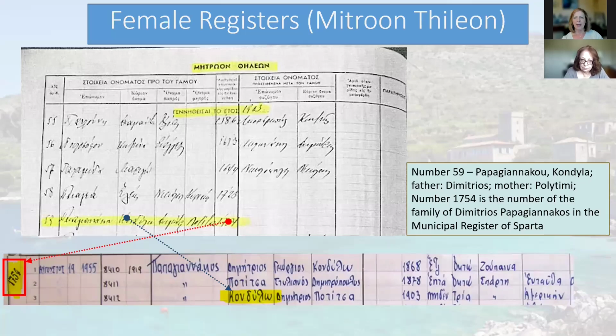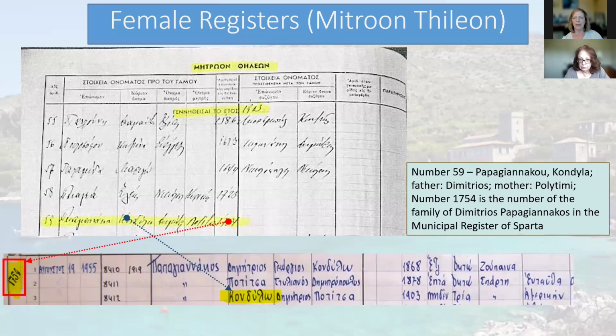Well, so much for men. What about women? Some municipalities have female registers known as mitroon thileon, but they are rare and difficult to find. They may be held by the Greek archive, GAK, or the municipal office.